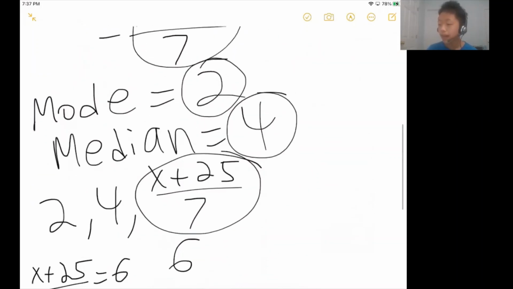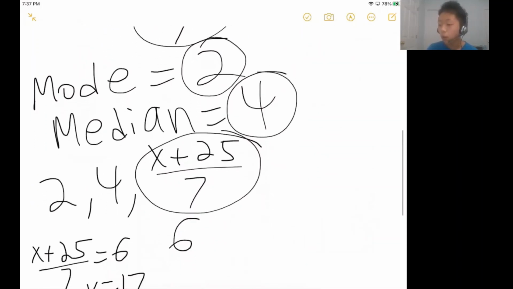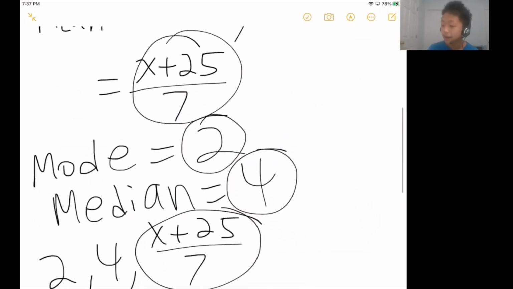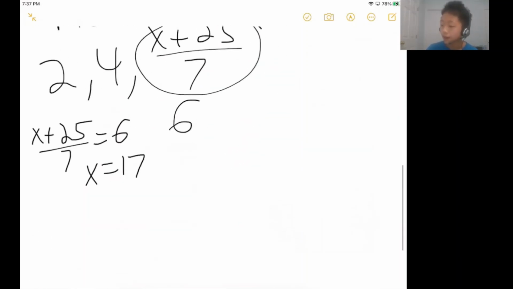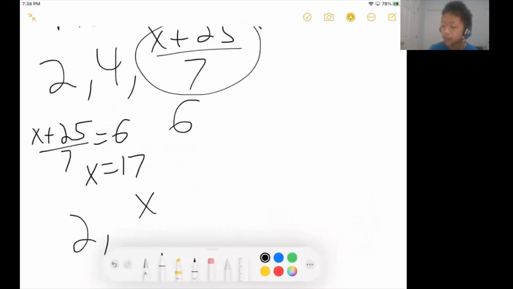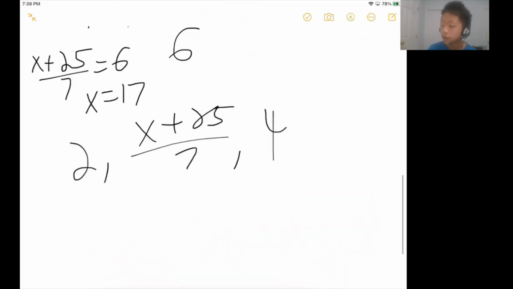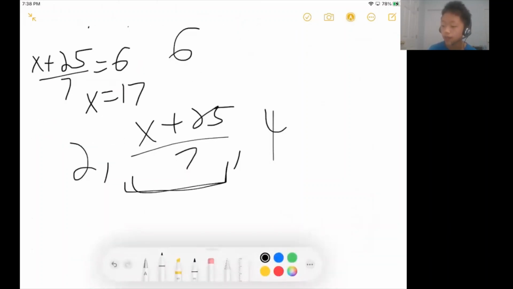You might also think, oh, this is not the only possible way to arrange the values, right? Maybe the three values are in the form 2, (x + 25)/7, and then 4. This is also a possible arrangement, and we could have this middle term equal to 3, because 2, 3, 4 also forms an arithmetic progression.